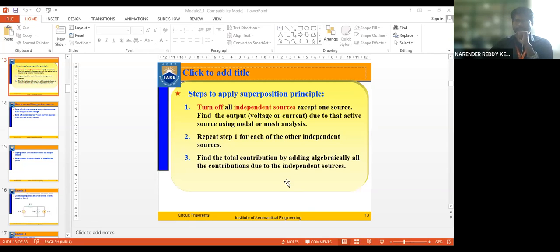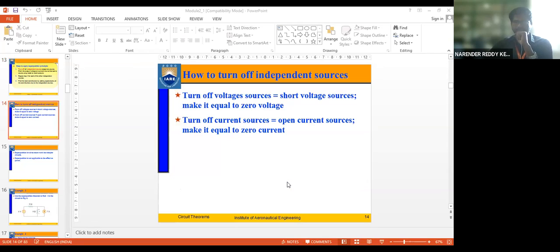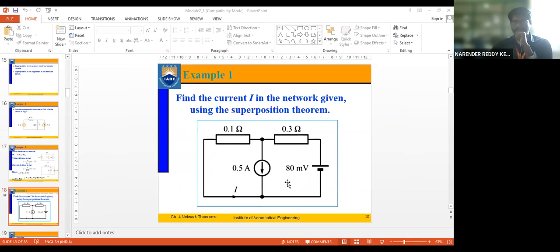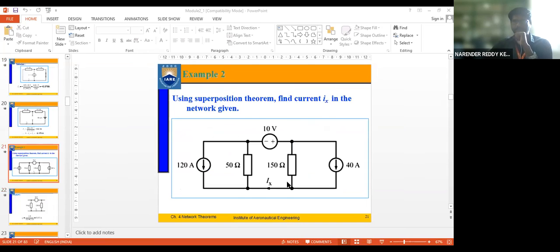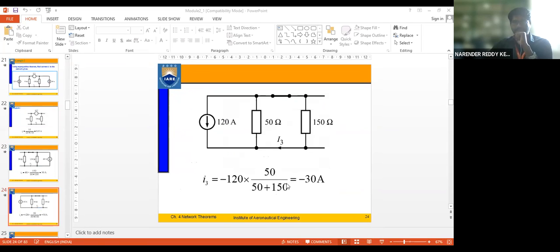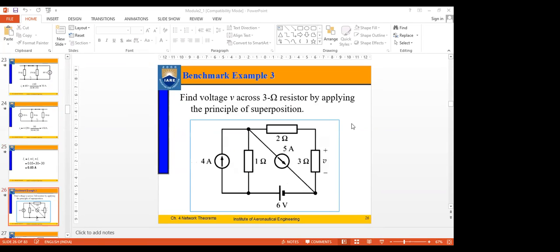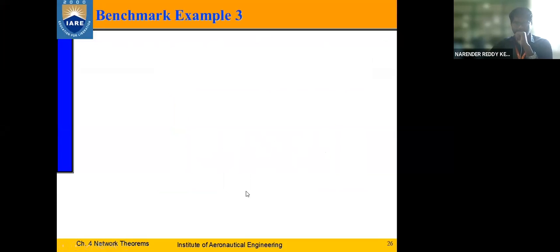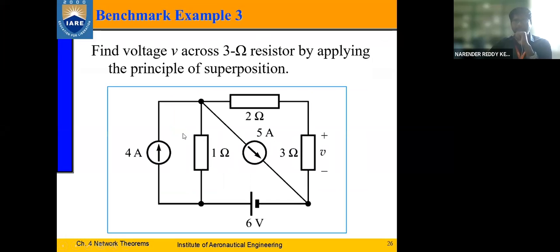So we were solving some problems in the previous class where we solved this problem. 1, 2. We are solving the third one as well, right? Yeah, we finished this, right? Let us take this example, which will be interesting to solve for many theorems. Fine. So find the voltage V across the 3 ohms resistor by applying the principle of superposition.